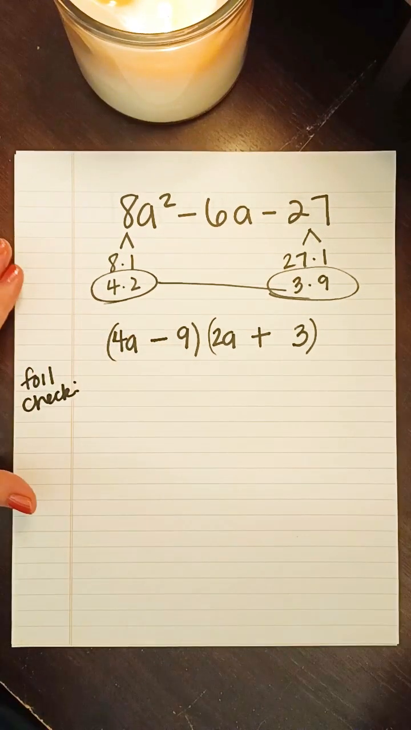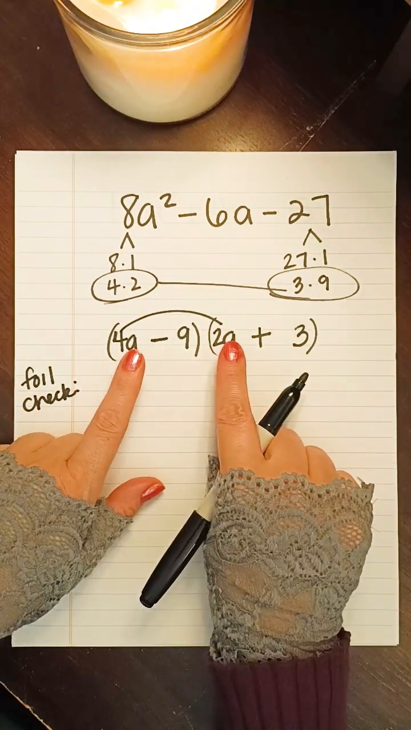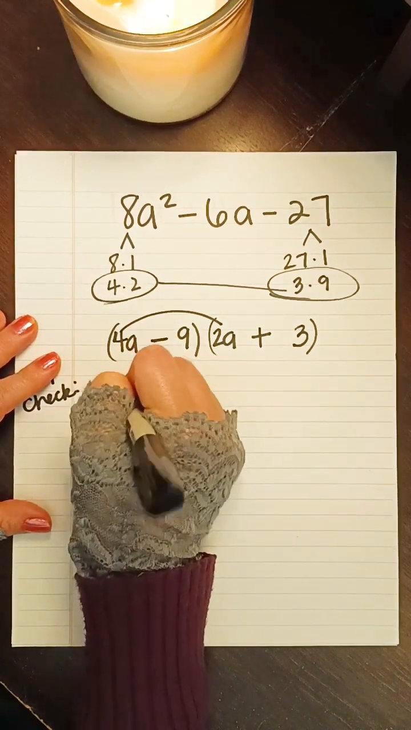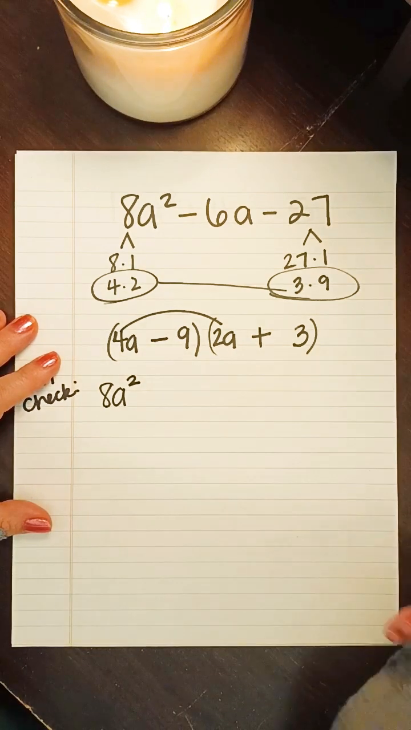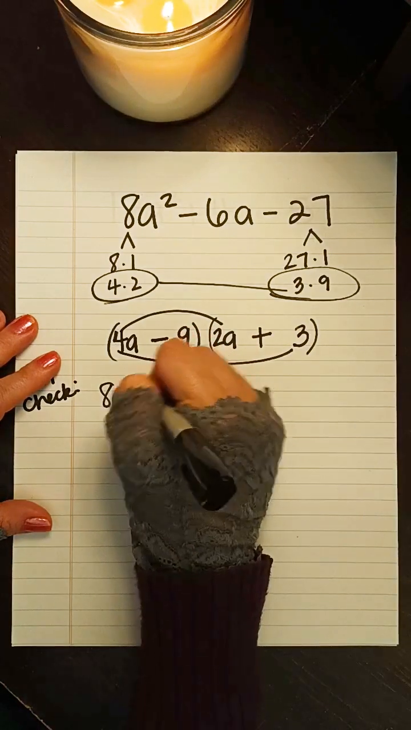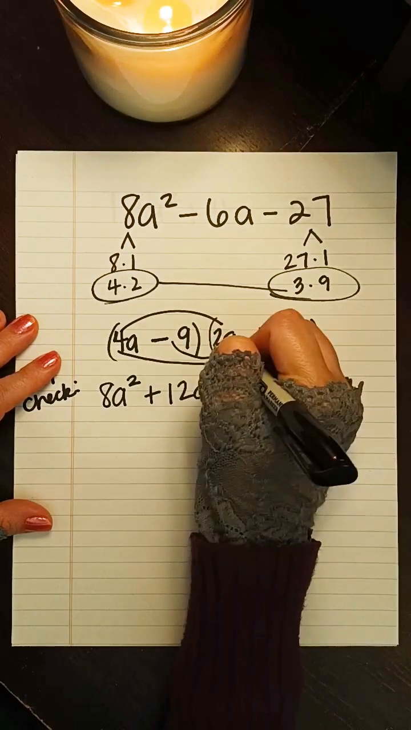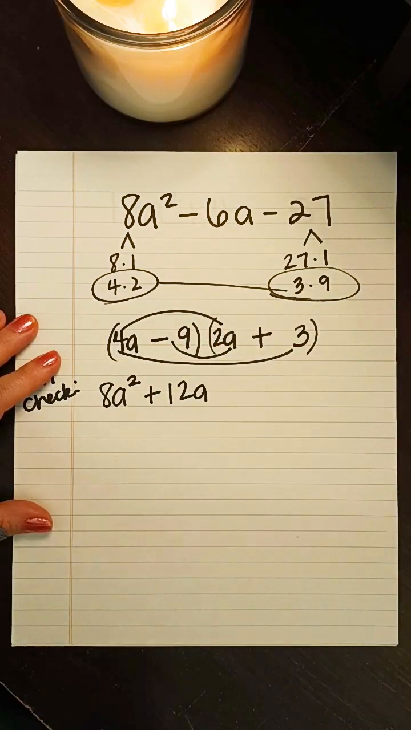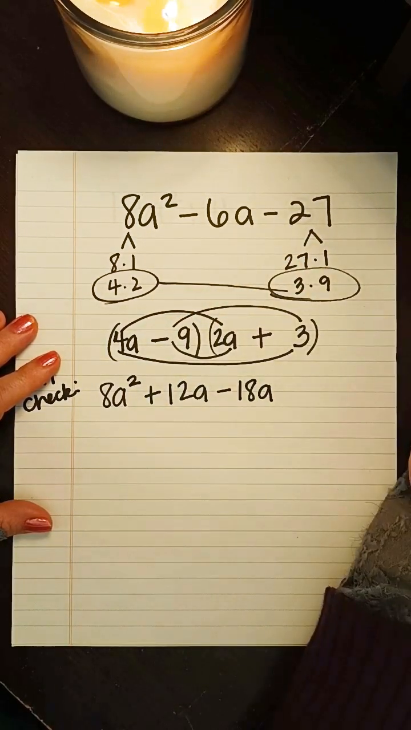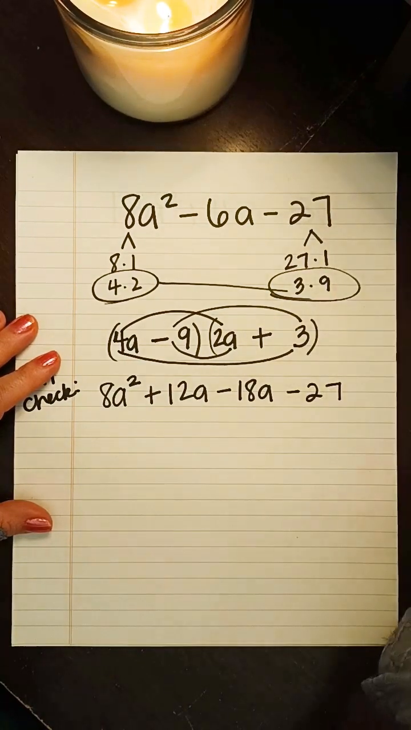See if we did it right. See if we picked everything right, placed everything right. So let's try it. So our first terms in each binomial multiply to get the first term in our trinomial. So that's 4a times 2a, which is 8a squared. And then the outside terms multiply together. 4a times positive 3 is 12a. And then my inside terms multiply together to get another term. That's 18a. And then my last terms multiply together. Negative 9 times positive 3 is negative 27 to get my C term.